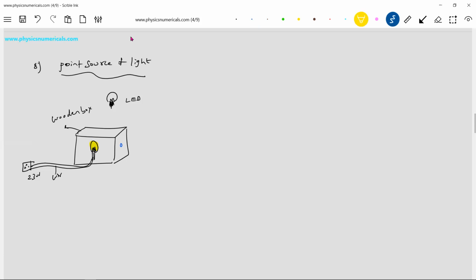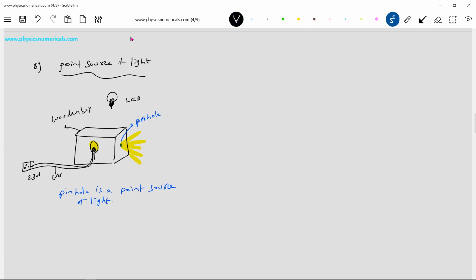Then what we notice practically is the light coming from that pinhole. So this pinhole is a point source of light. Getting the idea? These are some methods of producing it.